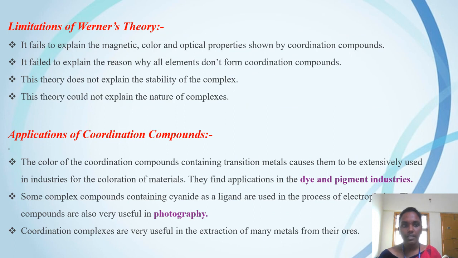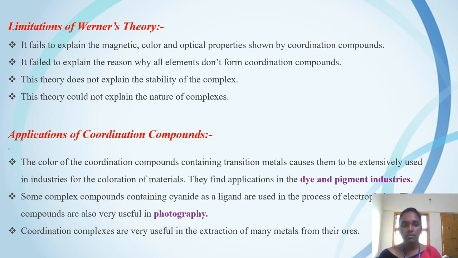And these are some of the limitations of Werner's theory. It fails to explain the magnetic, color, and optical properties, and it failed to explain why all elements do not form coordination compounds. This theory does not explain the stability of complexes, and it also did not explain the nature of complexes.